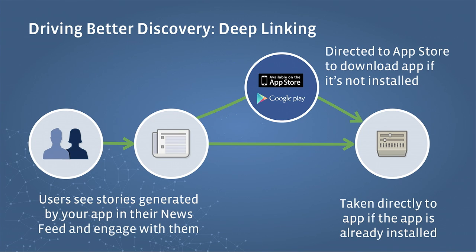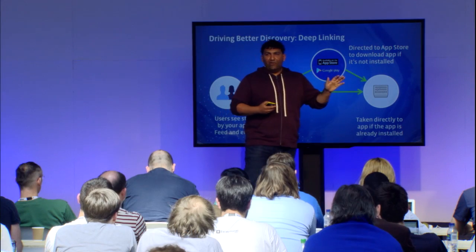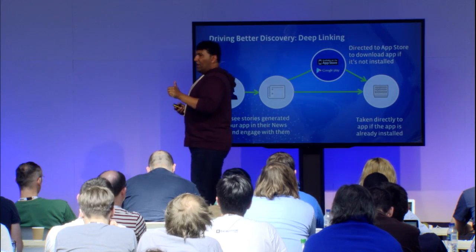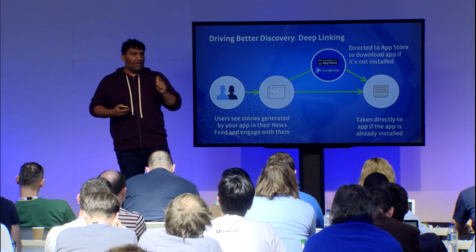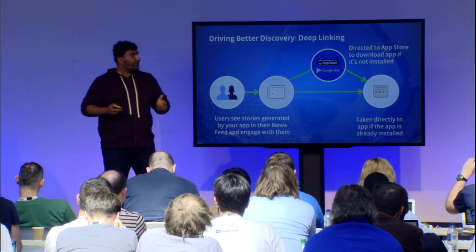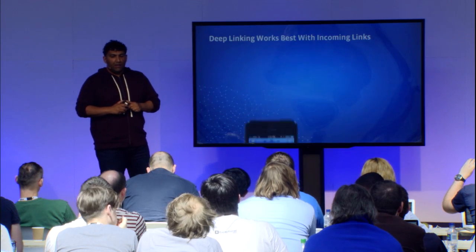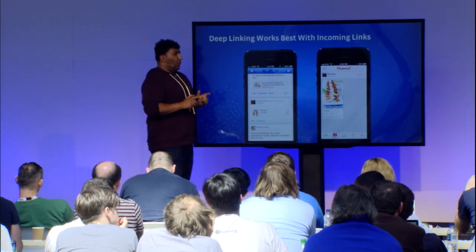And so this is pretty much the critical feature. If you're going to take away any two things out of this conference, the first one is start experimenting with Open Graph, and the second one is start supporting deep linking. Now, deep linking works best with incoming links.